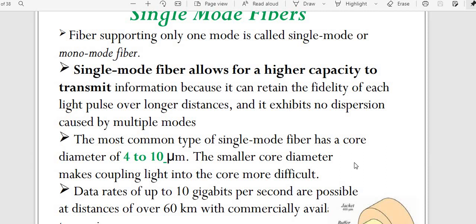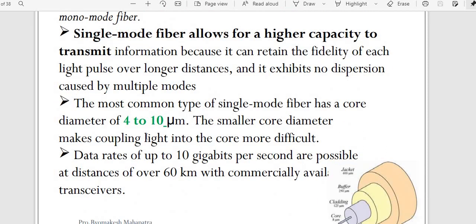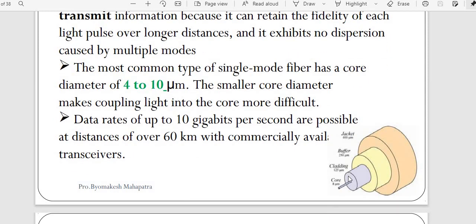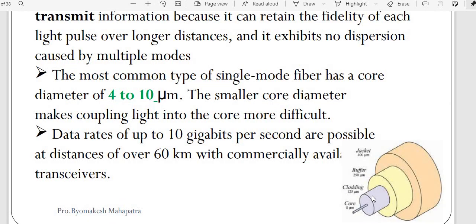The most common type of single mode fiber has a small core diameter, because the core diameter should be very small, right? As you can see in the diagram itself, is the core diameter increasing? No, it is small. It is showing 8 micrometer, then 125 micrometer, then 250 for the buffer, and 400 micrometer for the jacket. So your core varies from 4 to 10 micrometer. The smaller core diameter makes coupling light into the core more difficult. That's the reason it has to be smaller, in order to allow proper passage of that single mode kind of fiber.